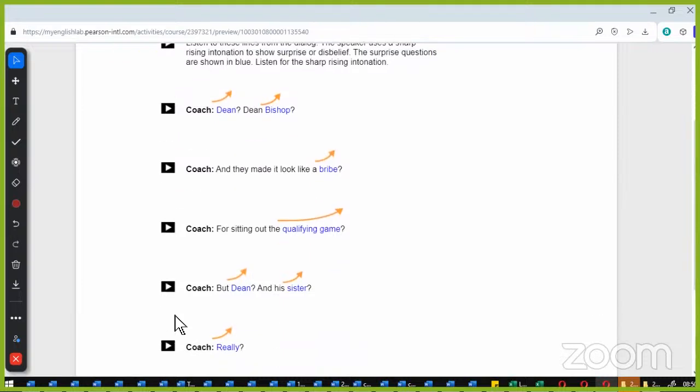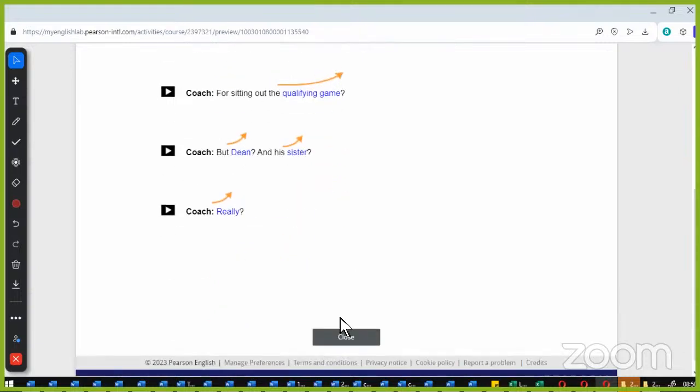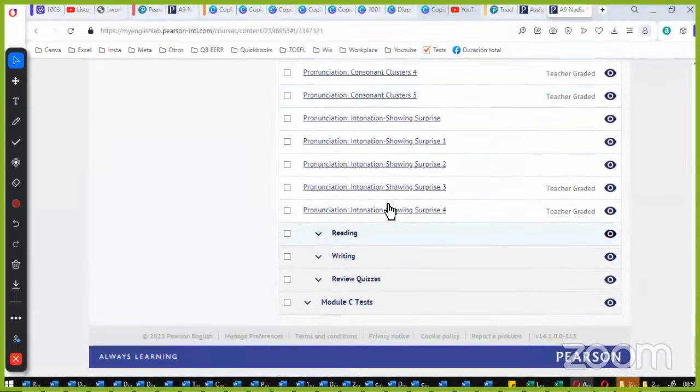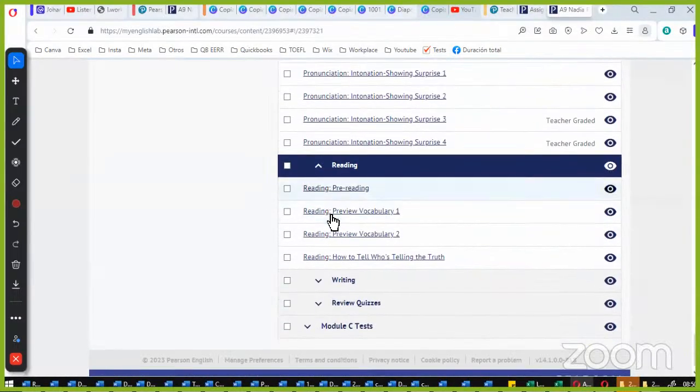Okay, yes. So here it's to show surprise. Can you repeat, please? Dean Bishop, and they made it look like a bribe for sitting out the qualifying game. But Dean and his sister, really? Great. So let's move on. Let's do the reading part here.